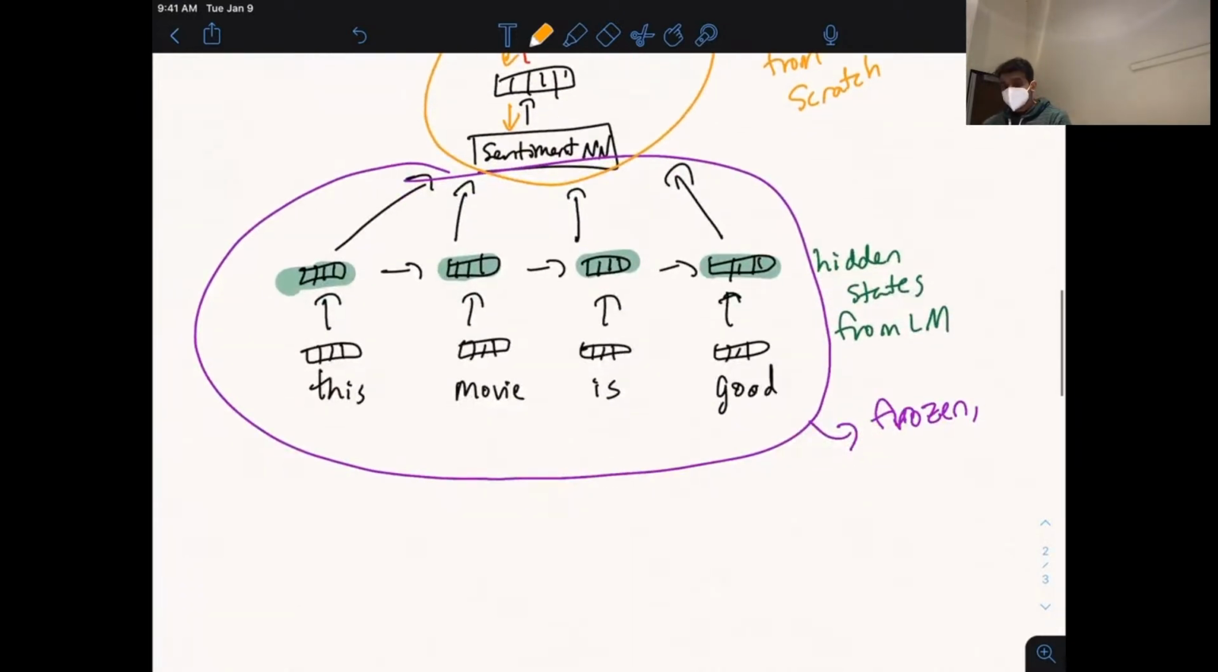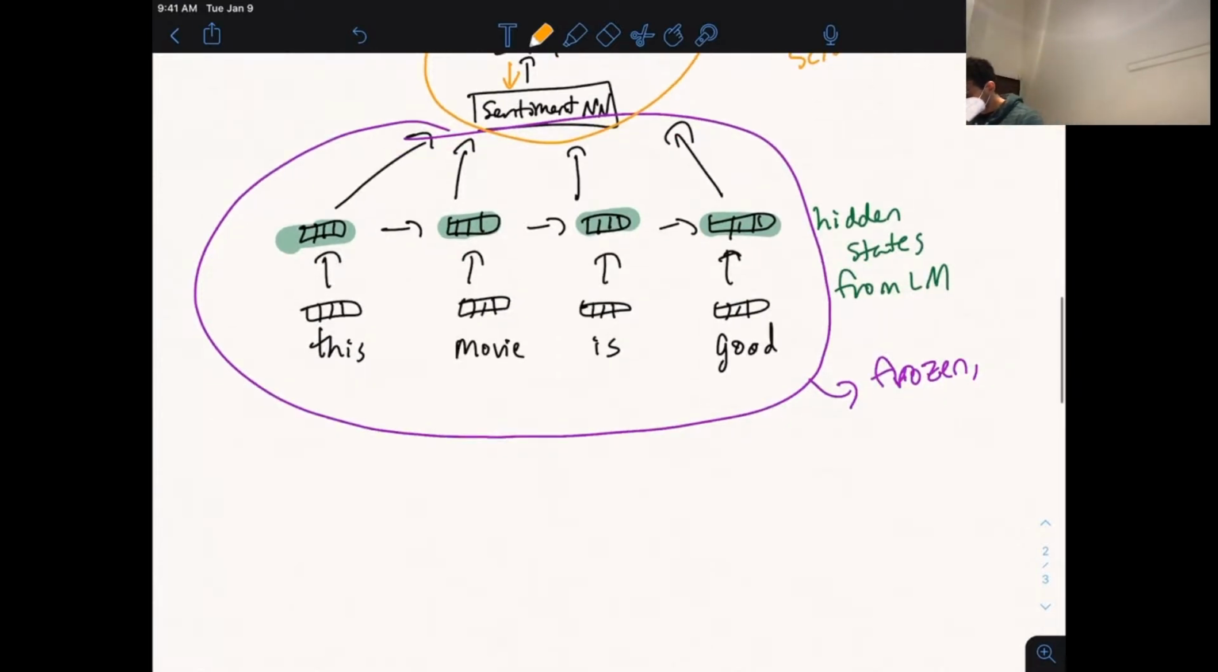Okay, so let's actually dig into some of the details, which will motivate our discussion of BERT a little bit later.